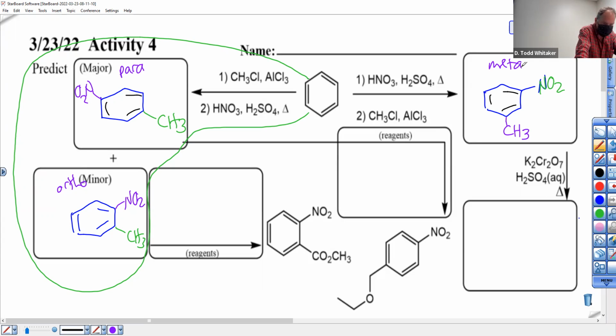So what's going on? We've got meta and para and ortho. And looks like we're taking the ortho product, and a couple things happened to the methyl. One, it got oxidized to a carboxylic acid, and now I see it's a carboxylic acid derivative. We know how to make all the derivatives from carboxylic acid, I hope. We just had a test on it.